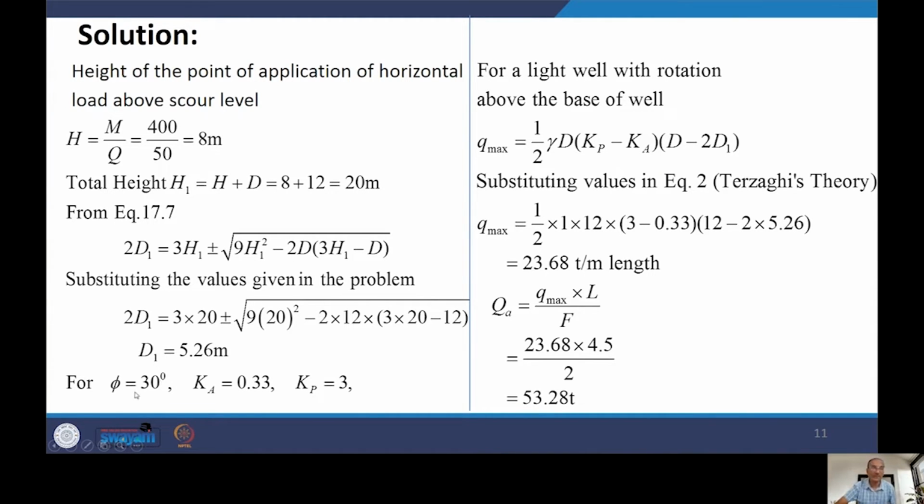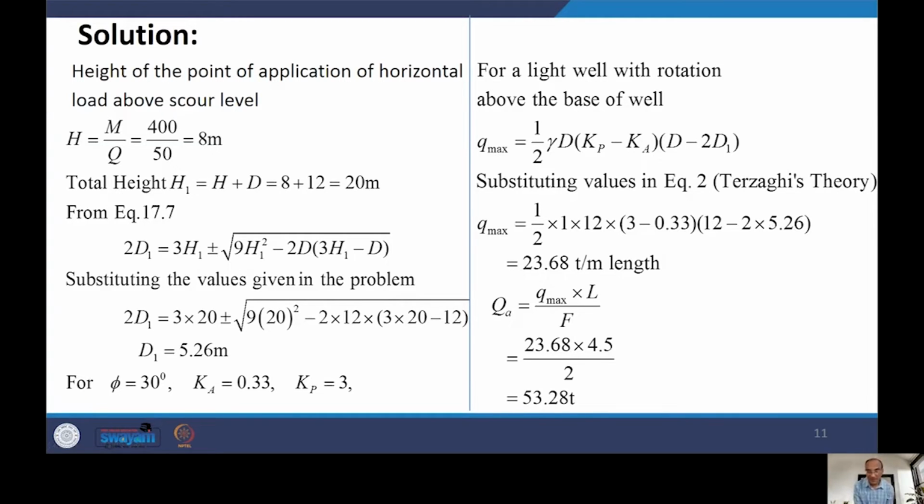Then we can find the value of Qmax. For phi equal to 30 degree, the value of active earth pressure coefficient Ka is 1/3, while it is the opposite, that is 3, for passive resistance Kp. Now in this case, for a light valve with rotation above the base of the valve, the value of Qmax can be determined from this relation, where Qmax is half gamma D Kp minus Ka into D minus twice D1.